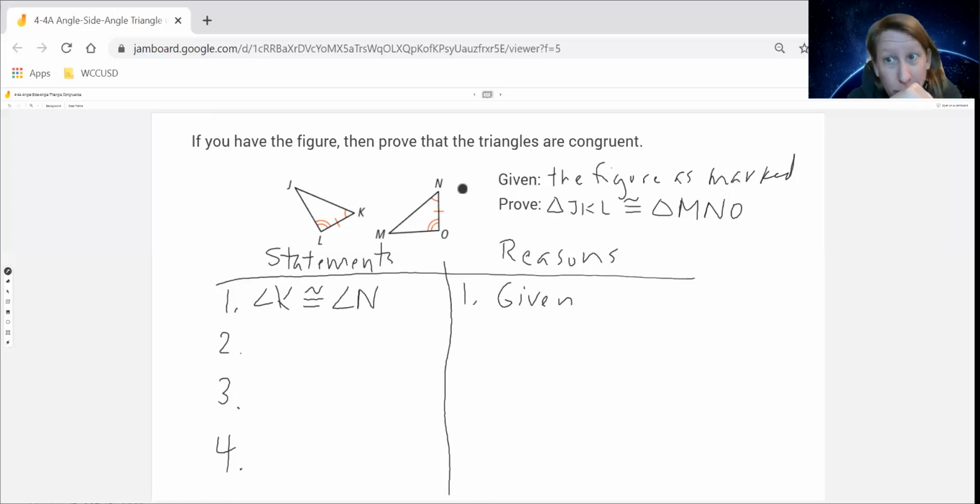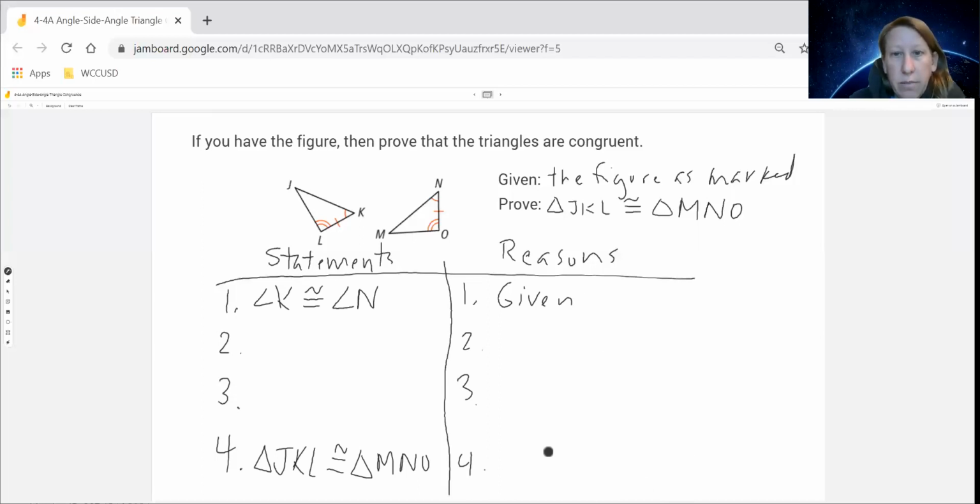What am I going to do next? Remember, I'm trying to get to the end. I'm trying to get to this proven statement where triangle JKL is congruent to triangle MNO. And we know what the title of this lesson is, right? So we know what reason we're trying to use at the end. Okay, I showed a pair of angles. Now I'm going to do the pair of sides. So I'll do side KL is the same size and shape as side NO. Also given to me because they have the same mark on them in the figure.